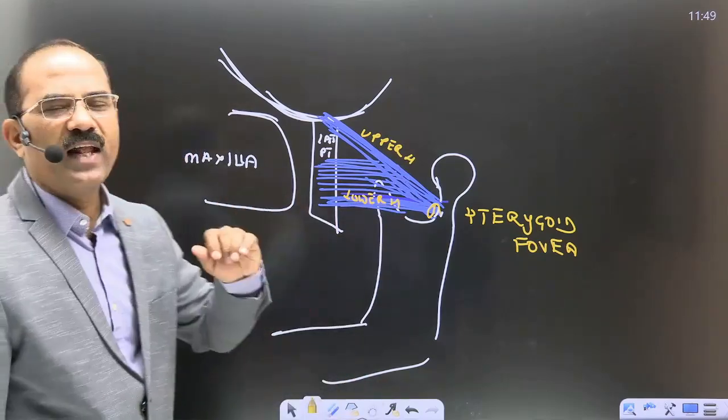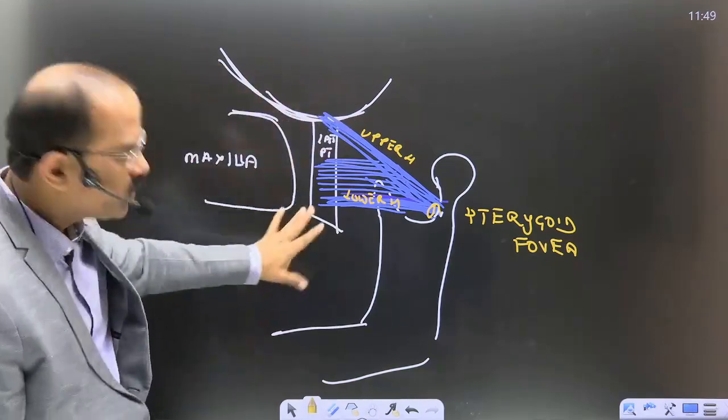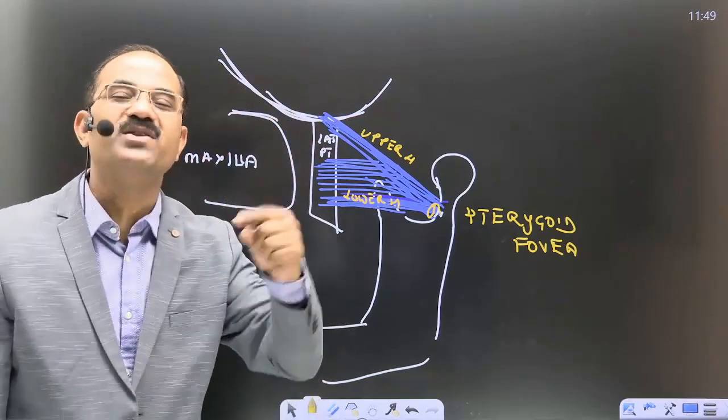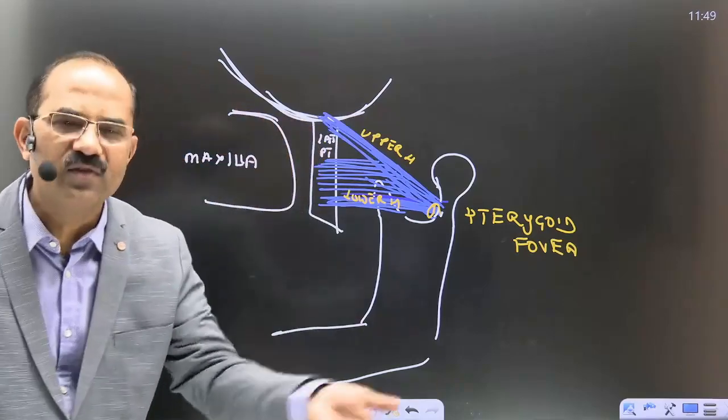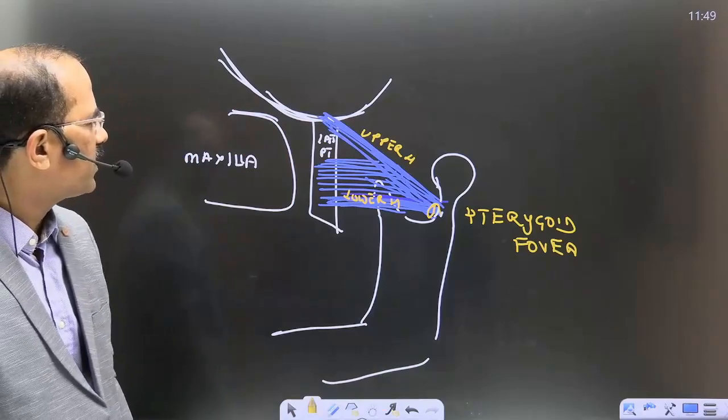The upper head of lateral pterygoid begins from the greater wing of sphenoid. The lower head of lateral pterygoid begins from the lateral aspect of the lateral pterygoid plate. Lateral surface, you can say, of the lateral pterygoid plate. That's also fine. Lateral surface of the lateral pterygoid plate. Clear?